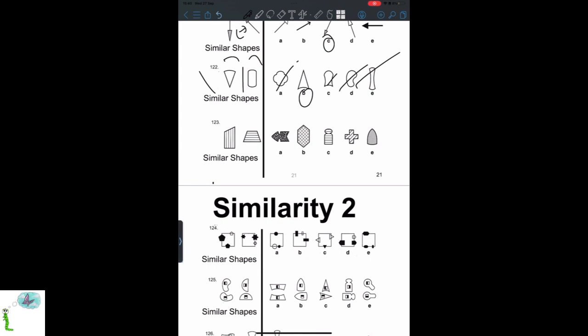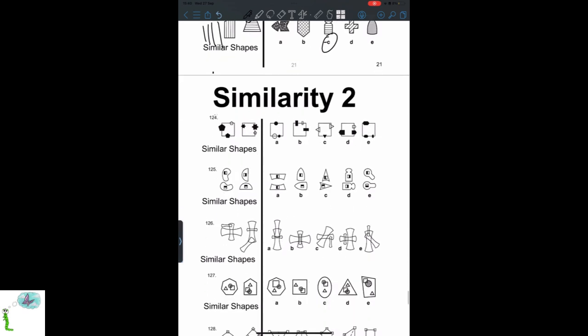So this one, what's similar? They both have 4 sides and they both have this pattern. So I'm going to look for something. Okay, none of these have 4 sides, so that can't be the rule. It's probably going to be something to do with the pattern, right? And C has the same pattern.